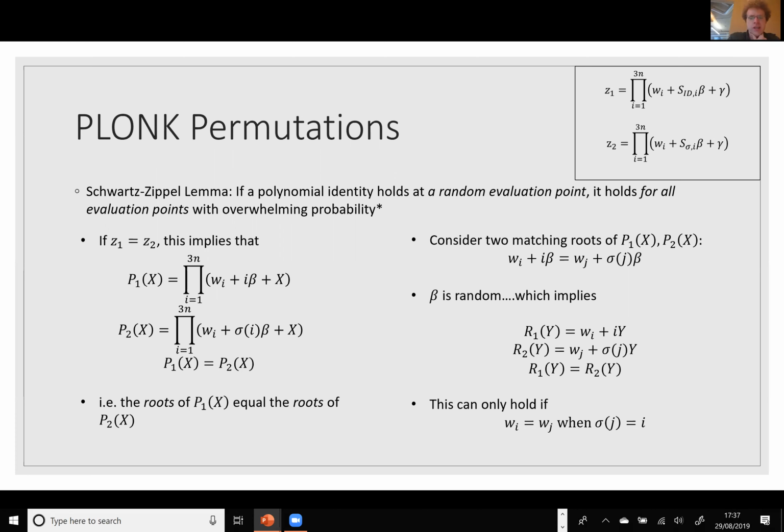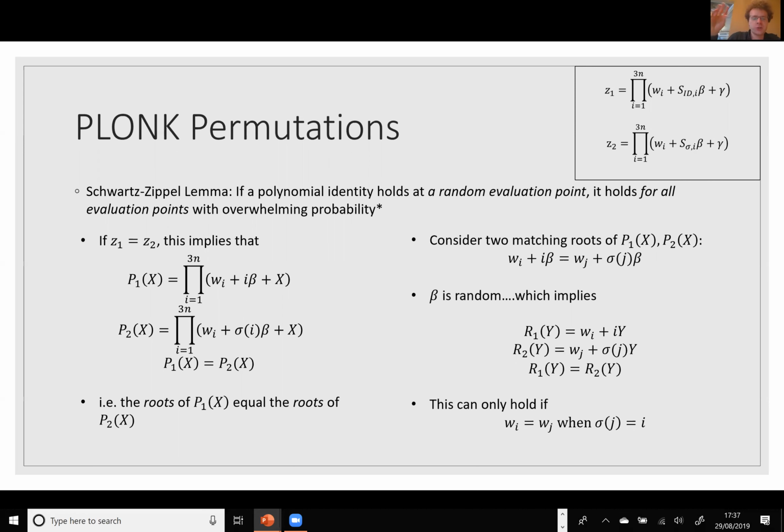So what do you get from that? Well, okay, now let's zoom in and think about the case where you have two matching roots to these polynomials. So you know the roots are the same, so let's pick a root from P1 of x and a root from P2 of x equal each other. And you have this relationship wi plus I beta equals wj plus the permutation function on j times beta.